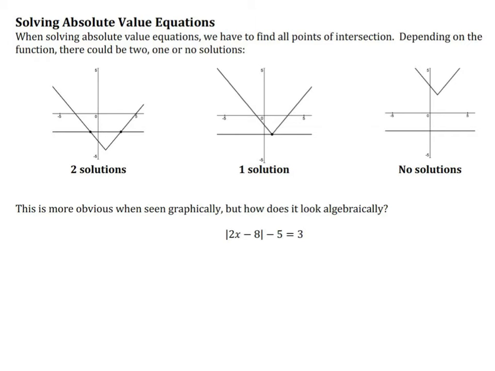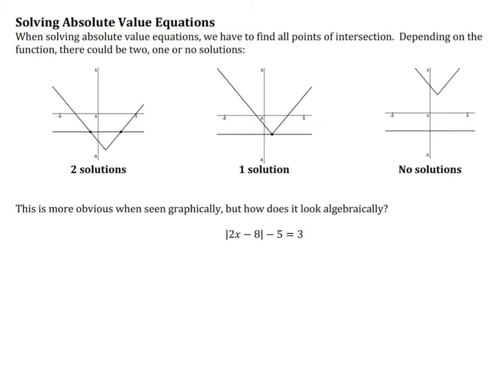It says when solving absolute value equations, we have to find all points of intersection. Depending on the function, there could be two solutions like here and here. There could be one solution because the tip of where it's intersecting is where the vertex is, or there could be no solutions because the graph is above whatever y value we're trying to make it become.